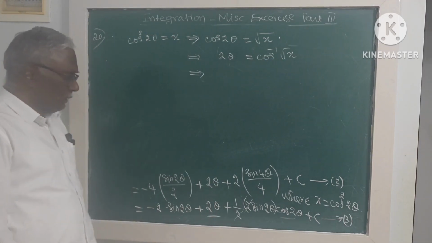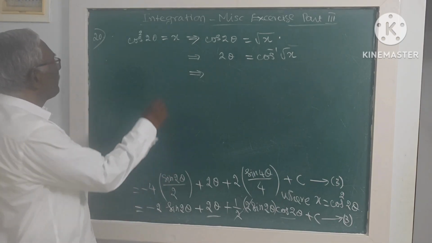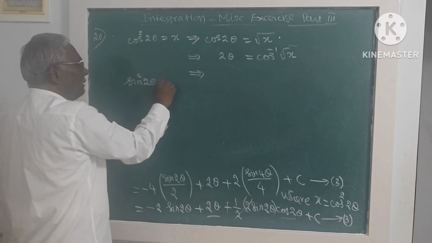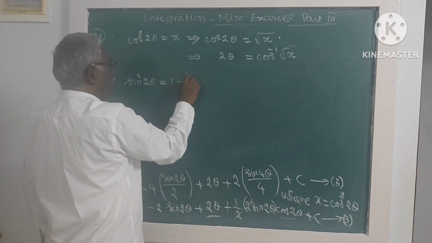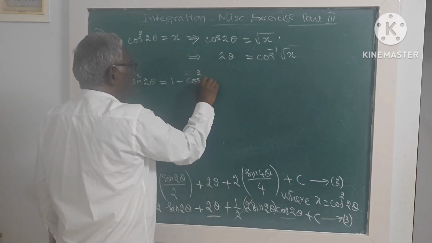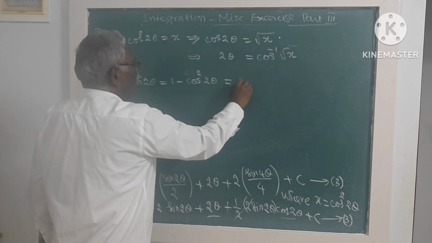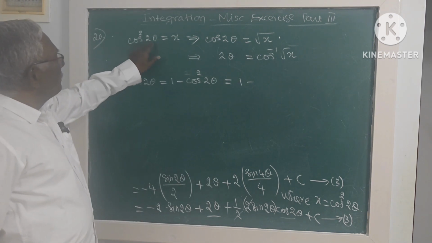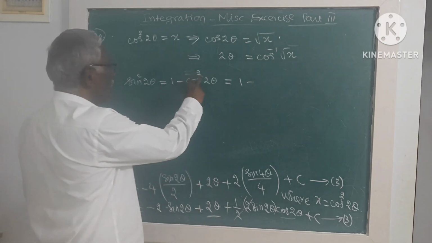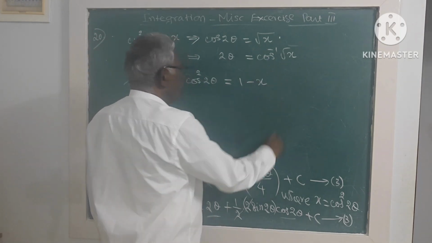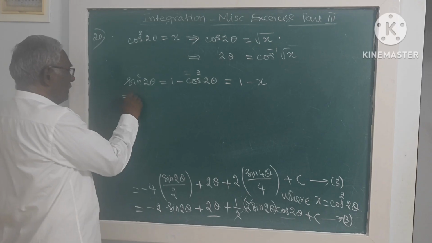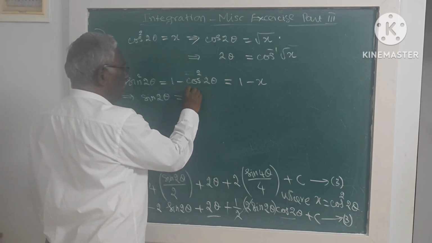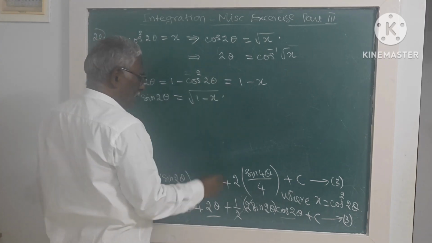Now we have to find the value of sin 2 theta. So sin square 2 theta is nothing but 1 minus cos square 2 theta. Cos square 2 theta is x, so sin square 2 theta is 1 minus x. So this gives the value of sin 2 theta is equal to square root of 1 minus x.